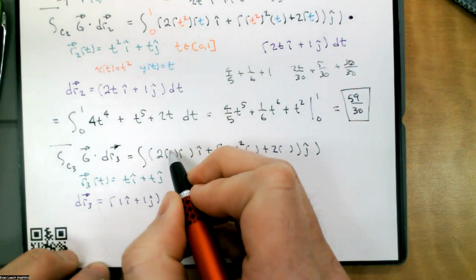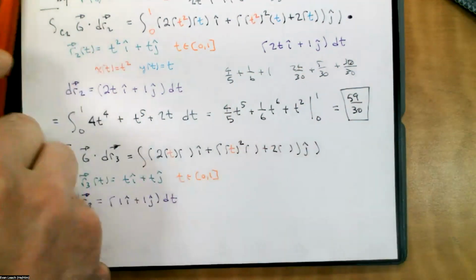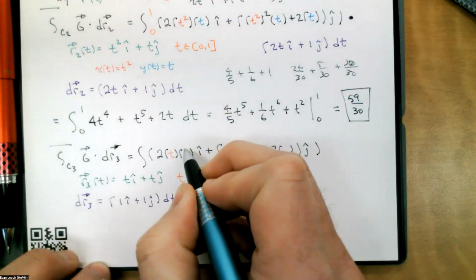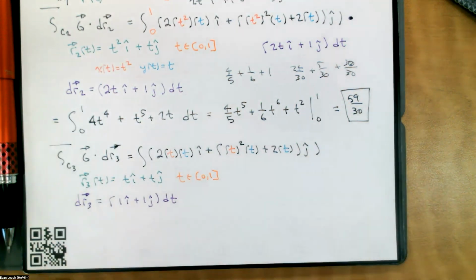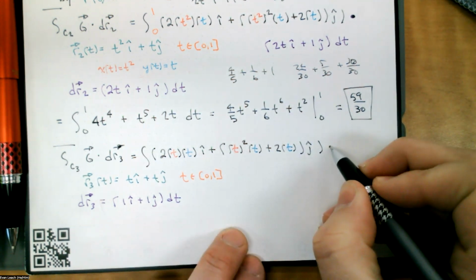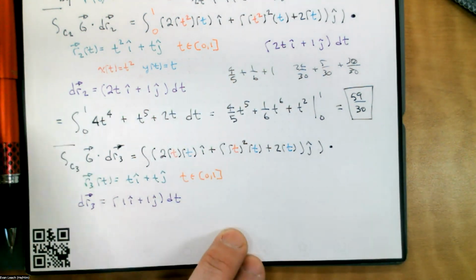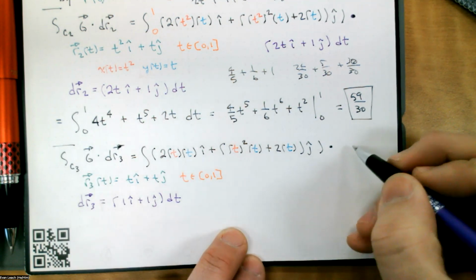This is my vector field evaluated at all those points. x is equal to t, and y is also equal to t. For some reason, I felt the need to color code the different t's. Here's our vector field evaluated at all the points along this path. And we find the dot product with the direction of the path, which is going to be 1 i plus 1 j dt.